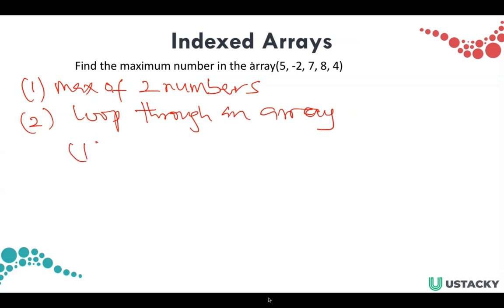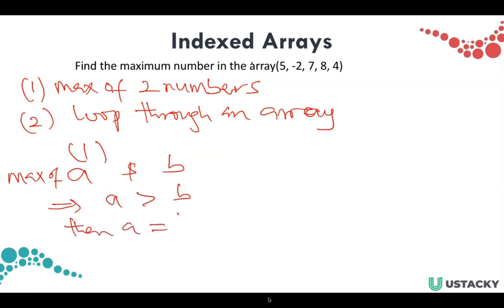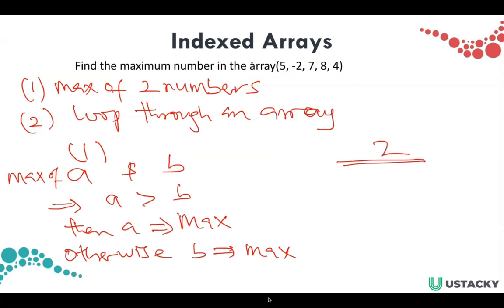For the first one, assuming we have two numbers A and B, the maximum of A and B should be: if A is greater than B, then A is the maximum. Otherwise, B is the maximum. And the second part is looping through an array, which we did in one of our previous tutorials. So we'll be using a for loop. So how do we now combine these two logics to solve this problem?